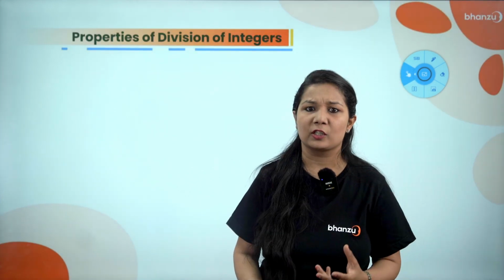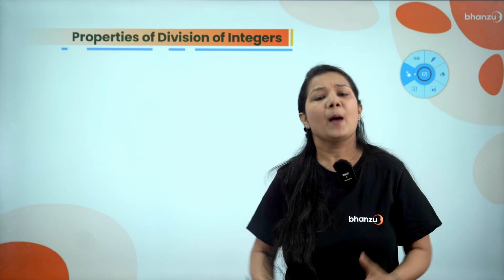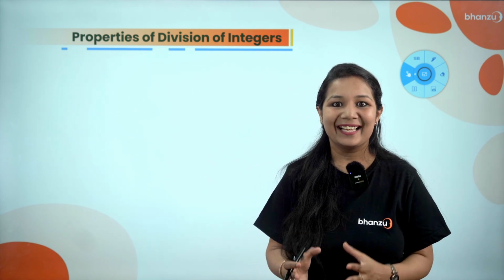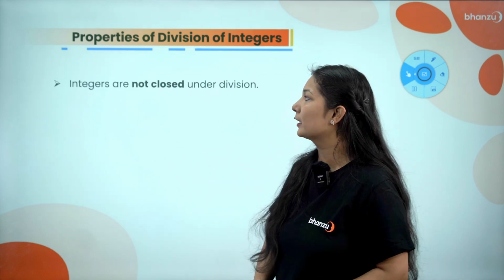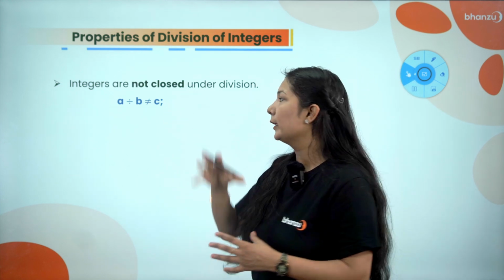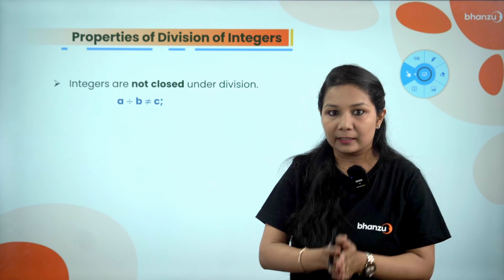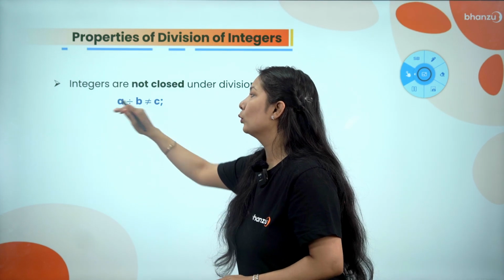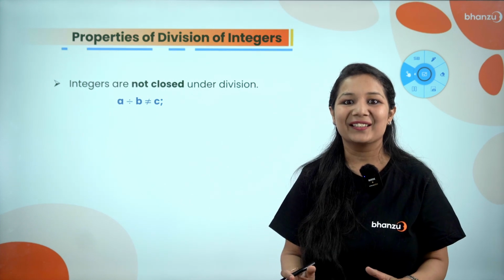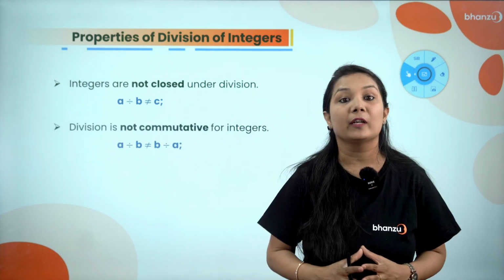So in our previous sessions we had talked about closure property, commutative property, associative property. But do they hold good for division of integers? Let's check it out. So first one is closure property, where we say if we divide any two integers, we are always going to get an integer. That's not true in case of division, right? Suppose you are writing 2 divided by 3, it's going to be 2 upon 3, which is not an integer, right?